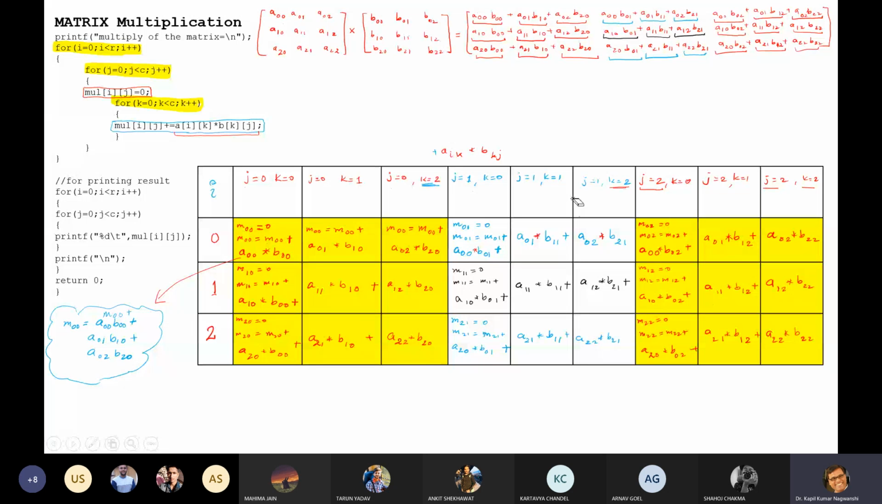This is the loop for I. Now the inner loop is J. Inside that, one more loop is there. That is J. So maybe J is denoted by this color, that is fine.